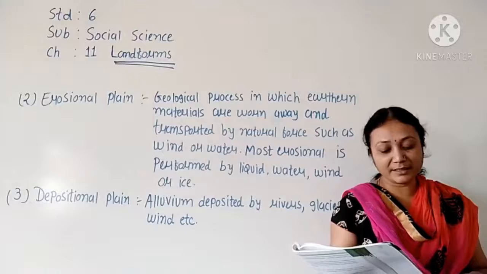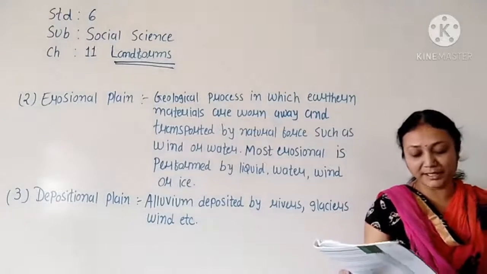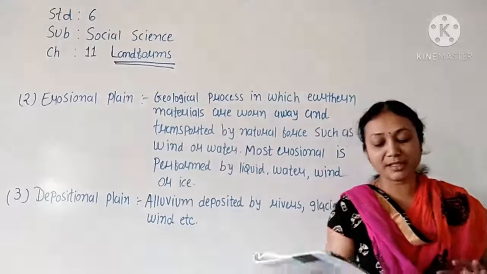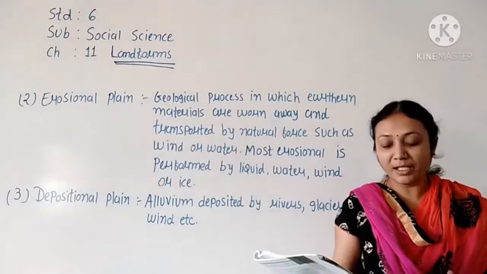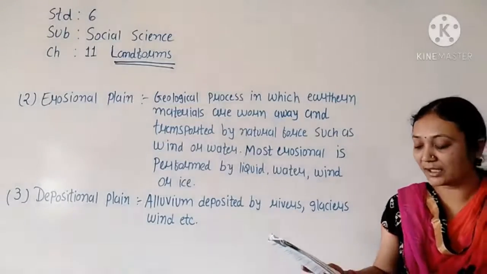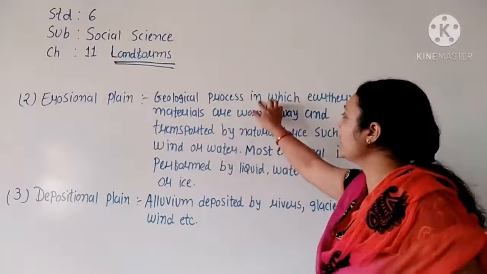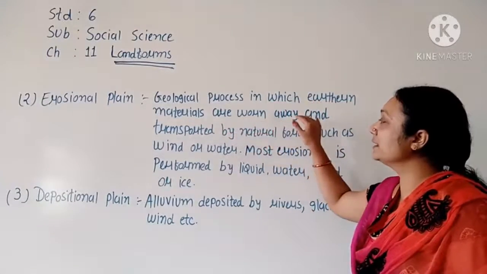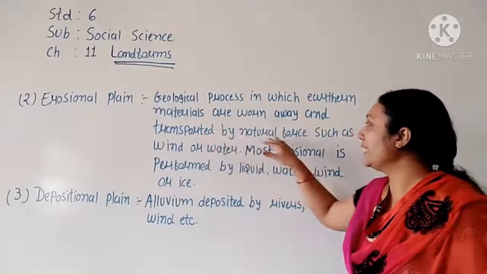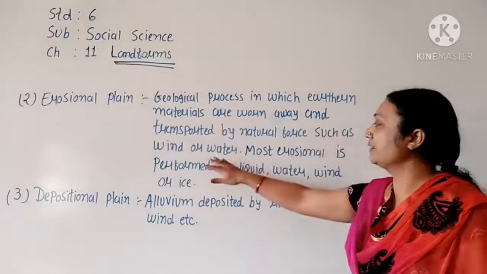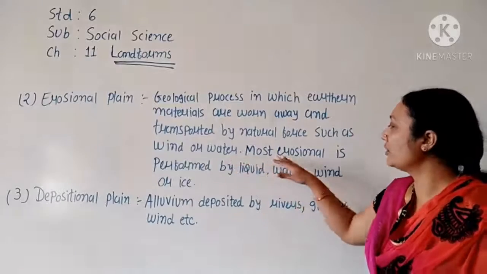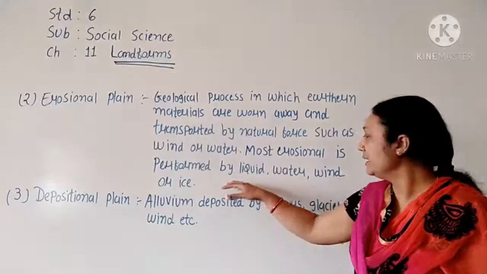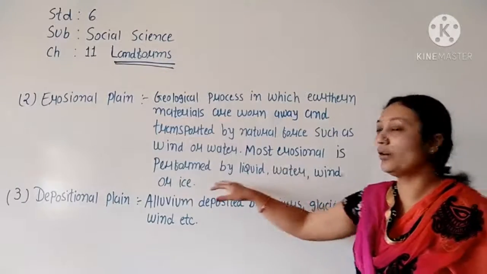Now second is erosional plains. Second is erosional plains, and first we understand what is erosional. Erosion is the geological process in which earthen materials are worn away and transported by natural forces such as wind or water, and most of the erosion is performed by liquid water, wind or ice.